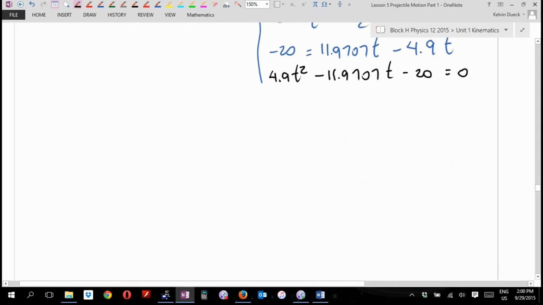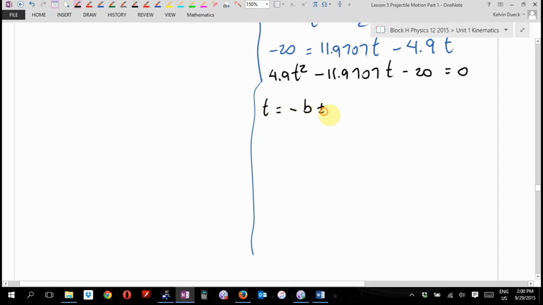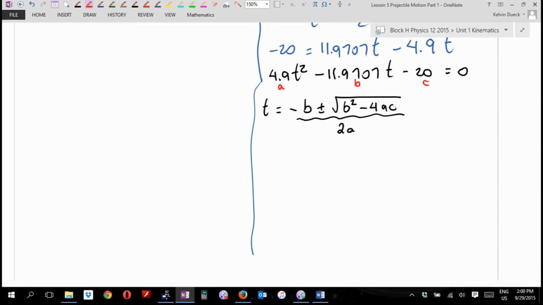How much room have I got to play with? Lots of room. I just have to extend this line a little bit. t equals negative b plus or minus the square root of b squared minus 4ac all over 2a, where that's a, that's b, and that's c. I told you that's my labeling strategy. You can rewrite it. You can actually write a equals and b equals. Go ahead.